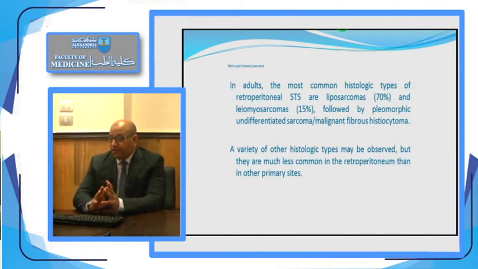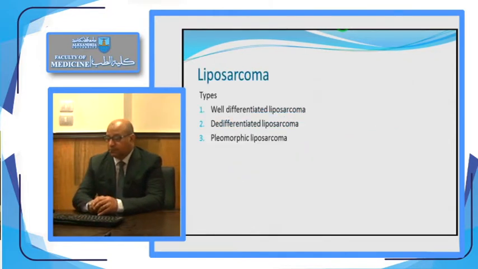In adults, the most common histologic subtypes of retroperitoneal soft tissue sarcomas are liposarcomas, representing 70% of cases of retroperitoneal sarcoma, followed by leiomyosarcoma, representing 15% of cases, followed by pleomorphic undifferentiated sarcoma and malignant fibrous histiocytoma. A variety of other histologic types may be observed, but they are much less common in the retroperitoneum than in other primary sites. The most common histologic type of retroperitoneal sarcoma is liposarcoma.